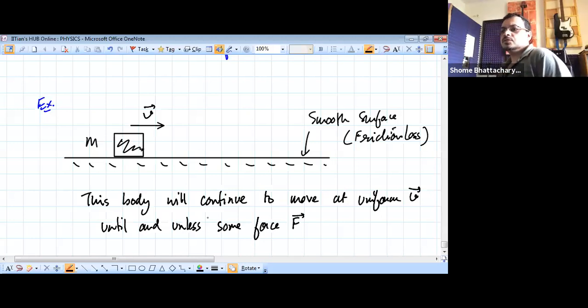Yeah, that's what I'm explaining. Suppose we have this situation where the body is moving on a frictionless surface. On a smooth surface, like a carom board, which is almost frictionless, you have a body already moving with a velocity v. It will have a tendency to continue at that uniform velocity v unless it is acted upon by some external force. That tendency is again the property of inertia.